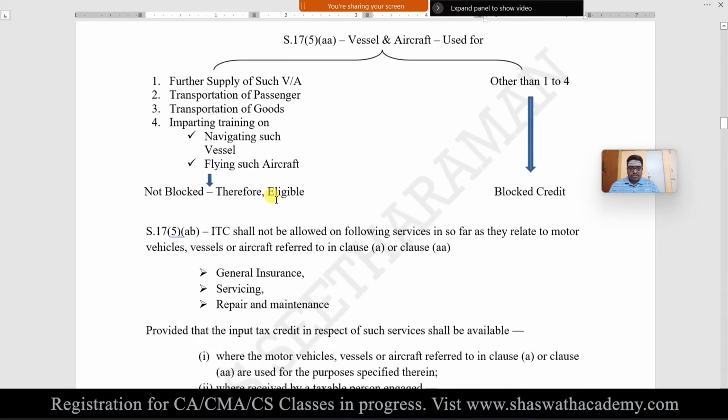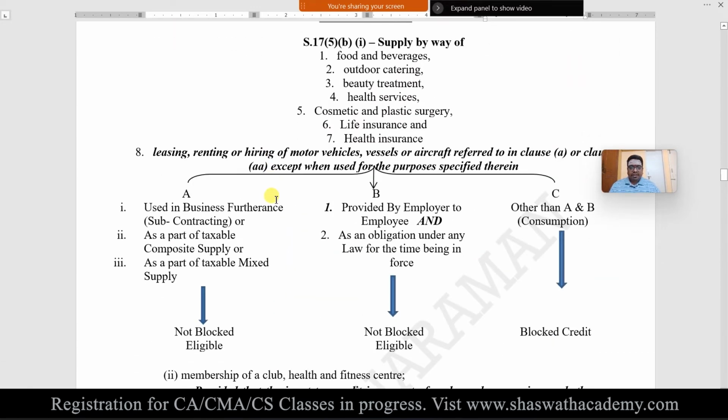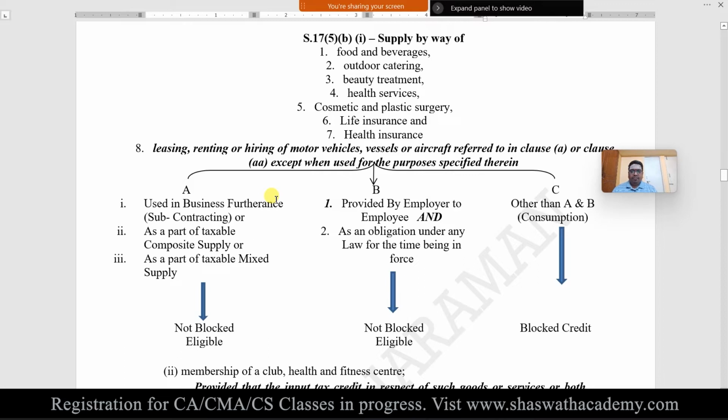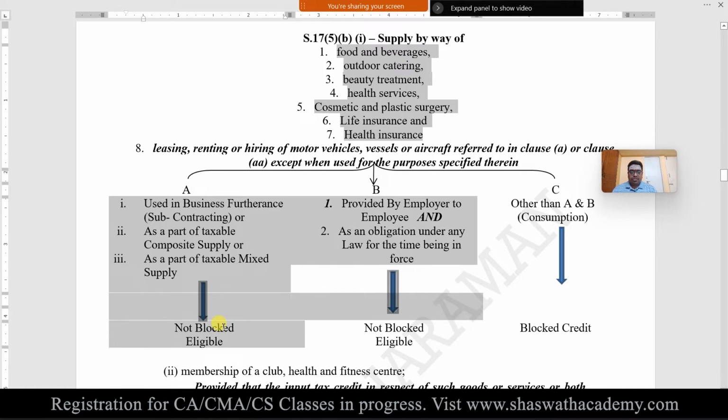Right. Any doubts? Shall we proceed to the next one? The next one is an interesting learning, which is supply of food, outdoor catering, beauty treatments, health, cosmetics, life insurance, and renting of a cab. All these things come under category number 17, subsection 5, clause B, subclause 1. And if all these things are used in the business furtherance of the same category, that's why we use the word subcontracting, or used as part of a taxable composite supply, or as part of a taxable mixed supply, then it is not blocked, then it is eligible.